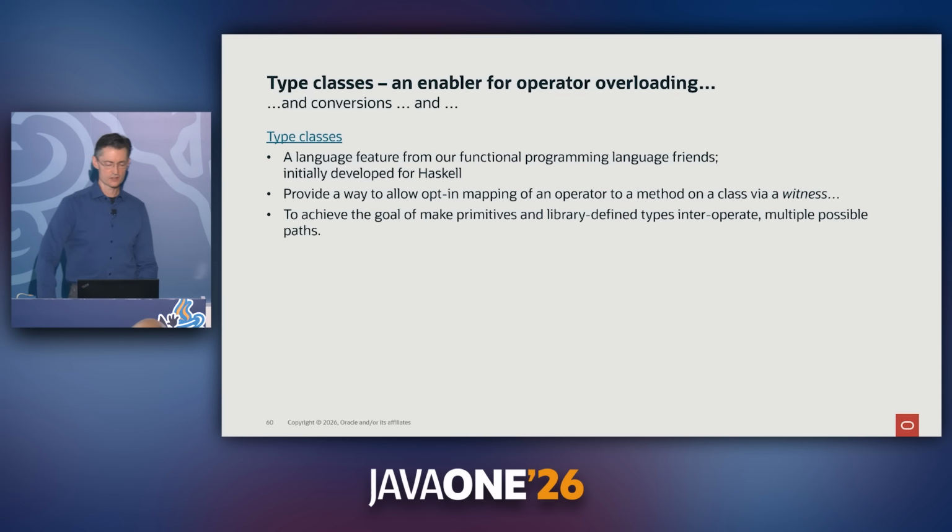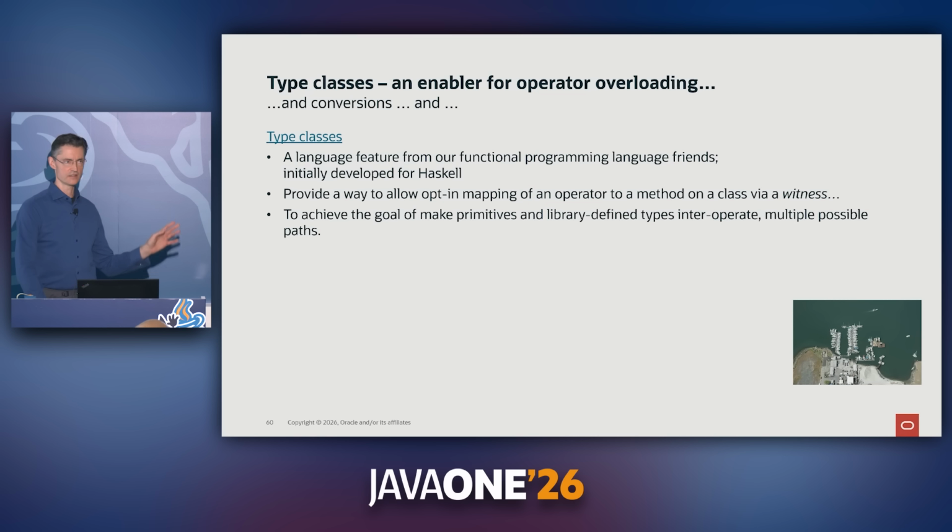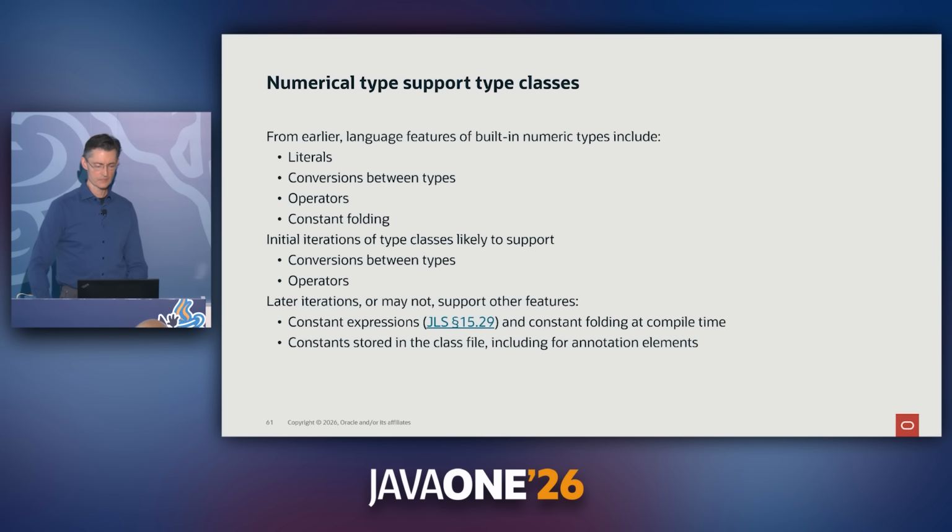This is a language feature from our functional programming language friends, initially developed for Haskell. And this provides an opt-in way to map an operator to a method on a class. And this achieves the goal of making primitives library defined and allows different primitive types to interoperate. And again, the details of this are subject to change as we work on the feature.